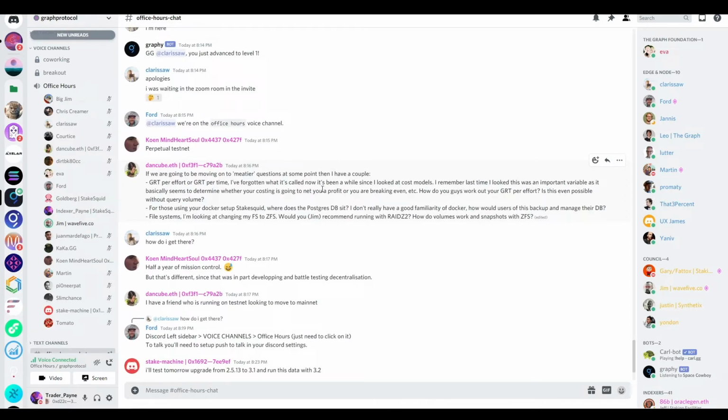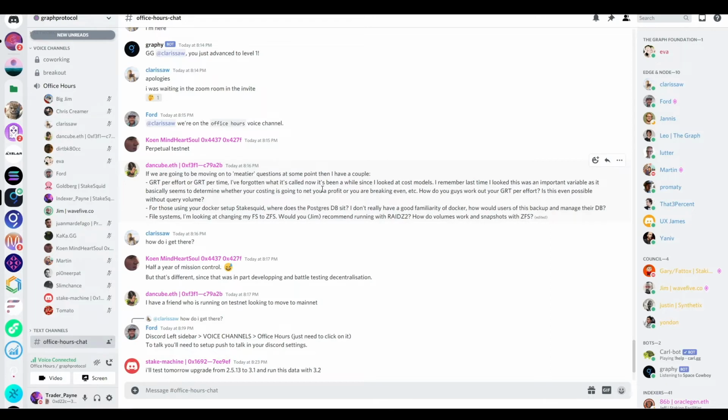So from Dan Cube, if we are going to be moving on to the meatier questions, I have a couple. GRT per effort or GRT per time? I've forgotten what it's called now, but it's been a while since I looked at cost models. I remember last time I looked at this was an important variable, as it basically seems to determine whether your costing is going to net you a profit or you are breaking even. How do you guys work out your GRT per effort? Is this even possible without query volume?